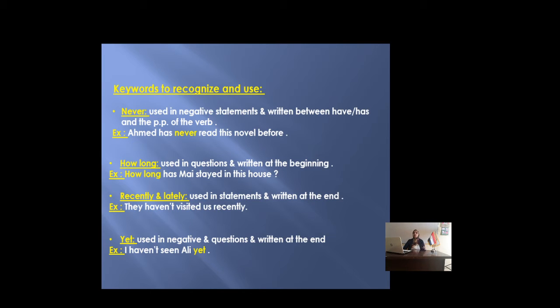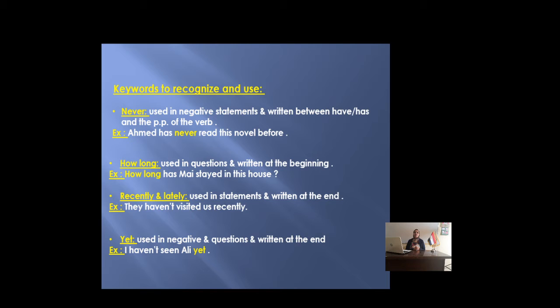We have how long. This is a very, very cheerful one. Why? Because it always comes at the beginning of the sentence. It's for the question and it comes at the beginning of the sentence. That's why it's so happy all the time. How long is used in questions and written at the beginning. How long has May stayed in this house? For example, how long have you been here? I have been here for 3 weeks or 3 days. We have recently and lately. Most of the time they come at the end of the sentence.